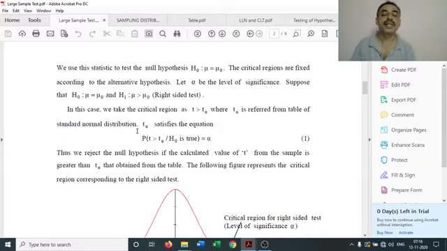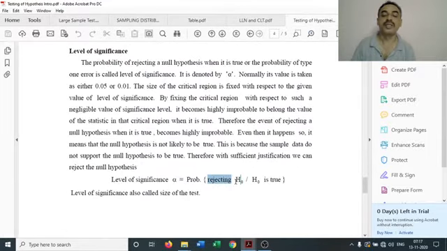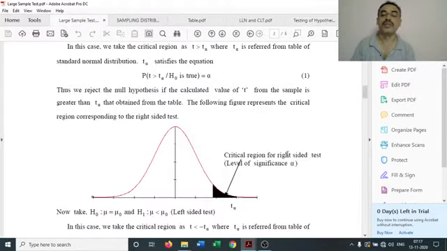Now, in a right-sided test, the critical region is T greater than T alpha, where T alpha is obtained from tables of the standard normal distribution according to the value of the significance level. That we can make clear from the graph given. Suppose alpha is the value of the significance level. That is, the significance level represents the probability of rejecting H0 when H0 is true. That is, it is the freedom offered for rejecting a true hypothesis. So it may normally be 5% or 1%.